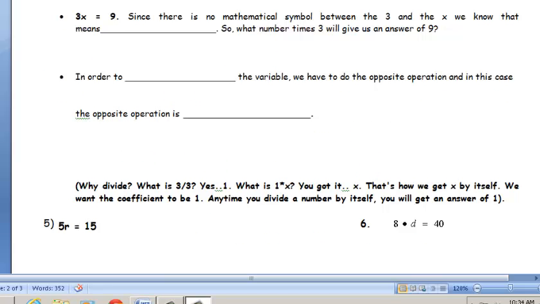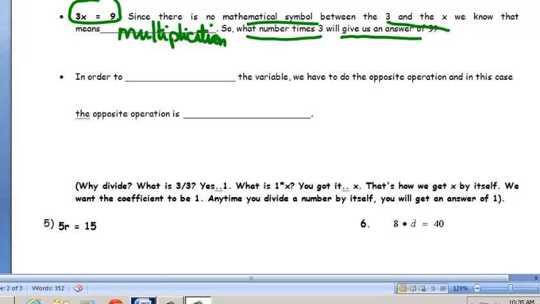Let's sort of work with an example. So when they say 3x equals 9, and since there is no math symbol between the 3 and the x, we know that means multiplication. So how do you undo a multiplication? We divide. Now, what number times 3 will give us an answer of 9? That's what we are looking for. So in order to isolate the variable, we have to do the opposite operation, and in this case the opposite operation is division because we are multiplying 3 with the x. Okay, now go ahead and read this a little bit. It's sort of an explanation.